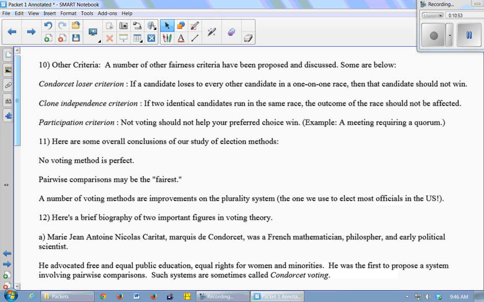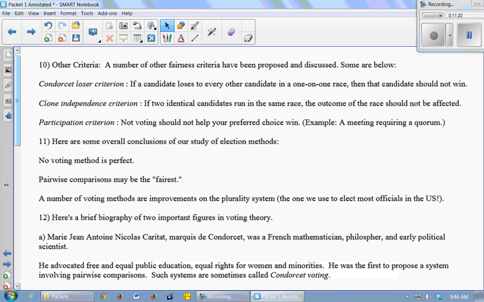So for example, town meetings often require a quorum to hold a vote. And a quorum just means a certain percentage of the population or a certain percentage of the voters have to be there. It varies from town to town, but I think in Leverett it's like 5%. 5% of the town has to be there in order to hold a vote.